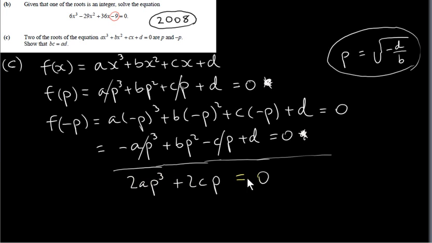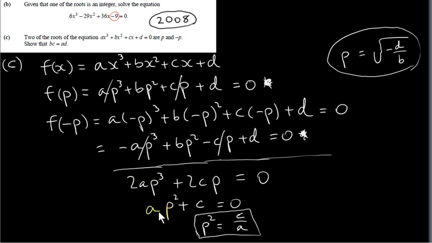Now, we can simplify this a little bit. We can divide it all by 2 times p. We get ap squared plus c equals 0, and if we solve for p squared, we get p squared equals minus c over a.